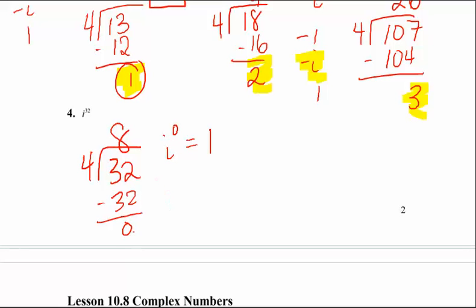So when it actually reduces down to 0, that means that you're at that fourth position, which is 1. Or you can also think of it as a 0 exponent, and anything to the 0 power is 1. So i to the 32nd is the number 1.